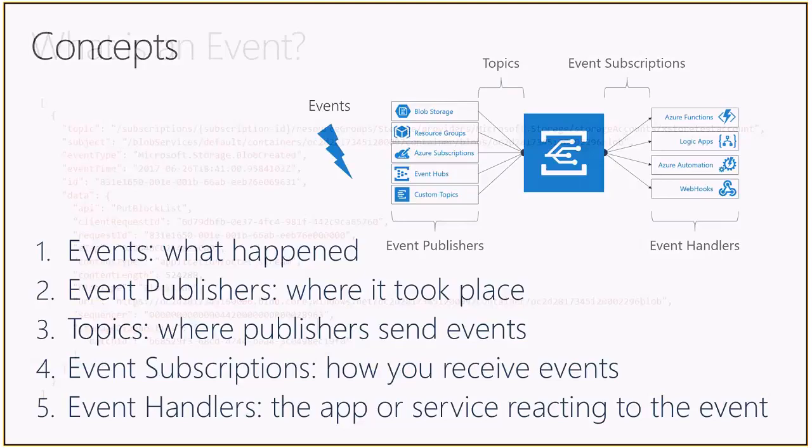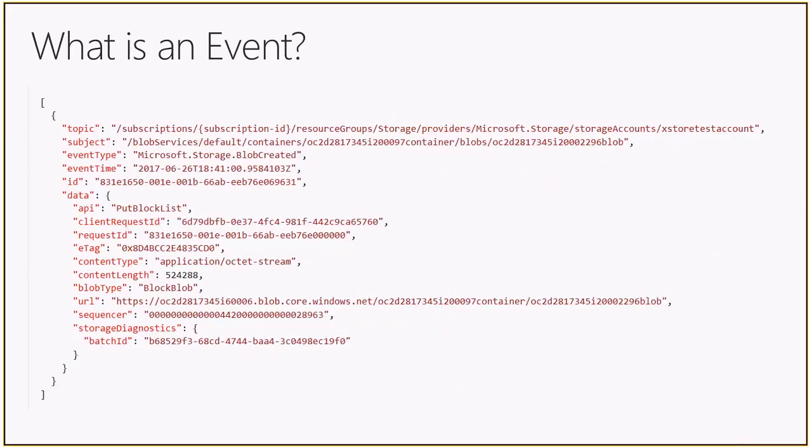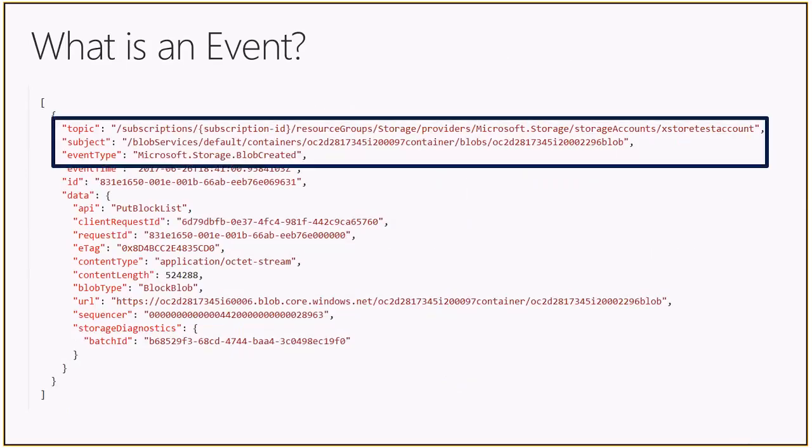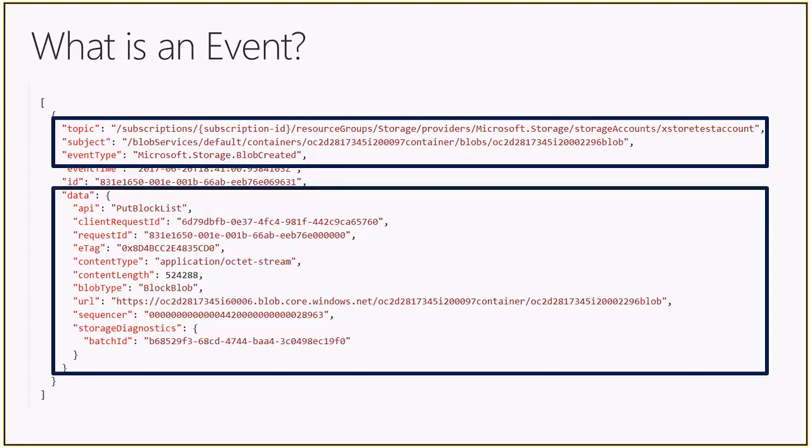So this is how the event looks. It is basically divided into two parts. The first is where it is coming from. So in this example, it's a storage blob created event type. And the second portion is the details: what exactly happened, what was the file, and all those specific details.